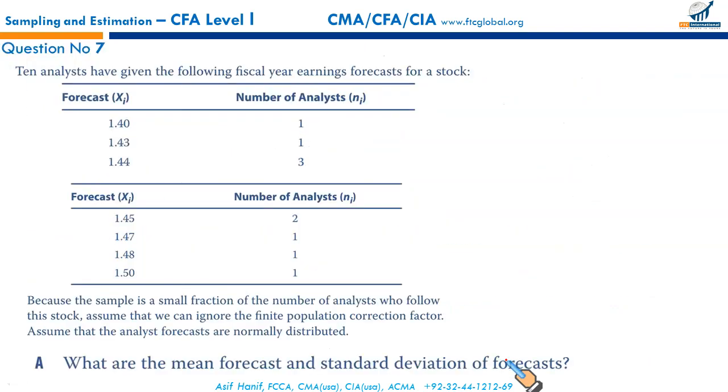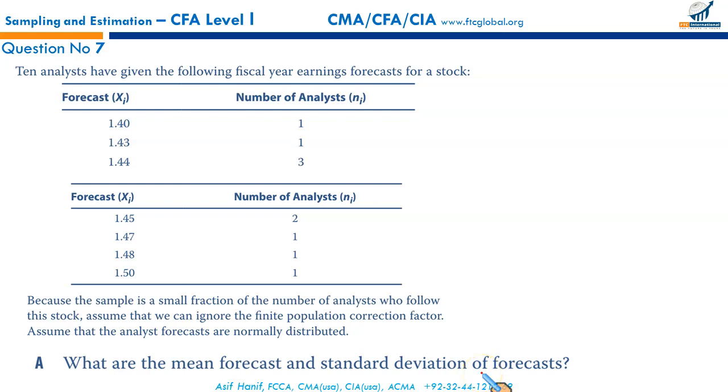All right, next question. 10 analysts have given the following fiscal year earnings forecast for a stock. 1.40 by one analyst, 1.43 by one, and so on, with the frequencies shown. Because the sample is a small fraction of the number of analysts who follow the stock, assume that we can ignore the finite population correction factor. Assume that the analyst forecasts are normally distributed. So what are the mean forecast and standard deviation of forecast?